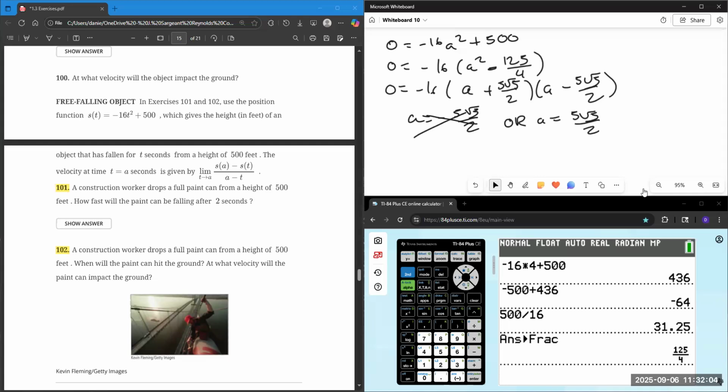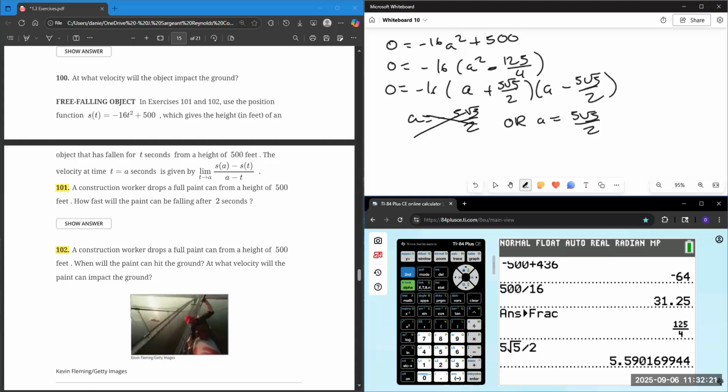That makes sense for the time that it hits the ground, but that doesn't sound like something that I would tell somebody in real life, because they're not going to understand 5 root 5 over 2. So I'm going to need to tell them that's about 5.59 or 5.6 seconds. Approximately, it's exactly 5 root 5 over 2, but it's approximately 5 6/10 seconds.